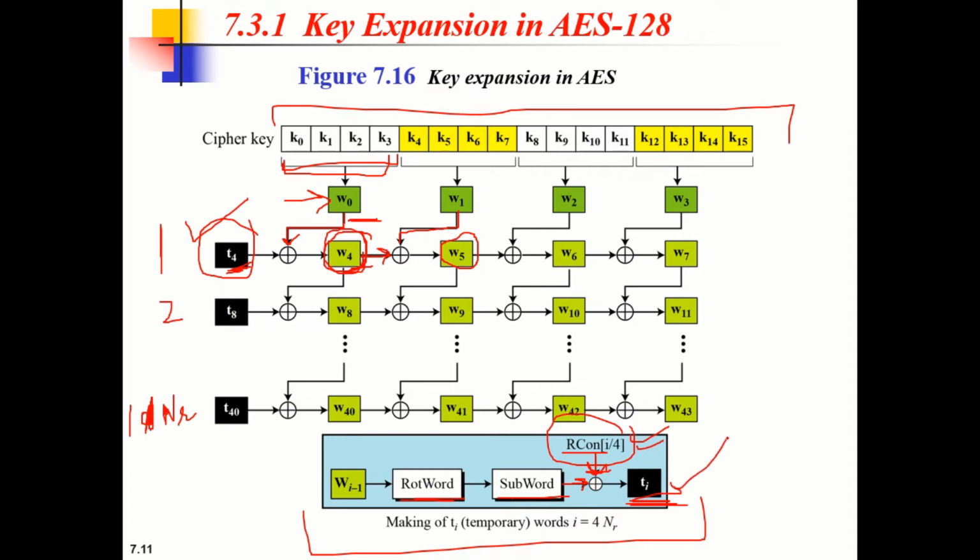Fine. So W4, or the words which are multiples of 4, are calculated in this way, and for the words which are not multiples of 4, we will be making use of the previous word and the word which is 4 steps back.